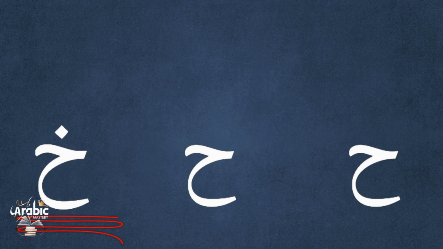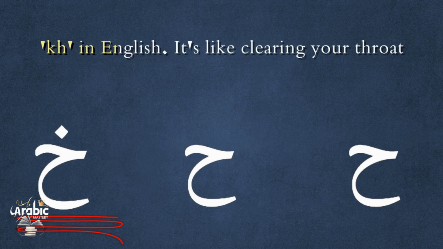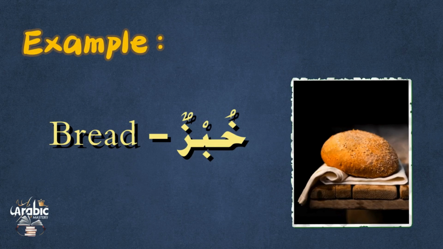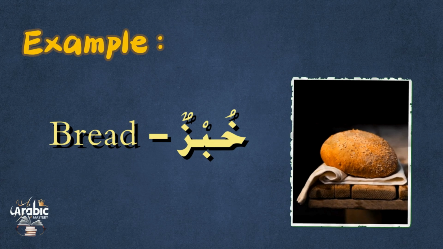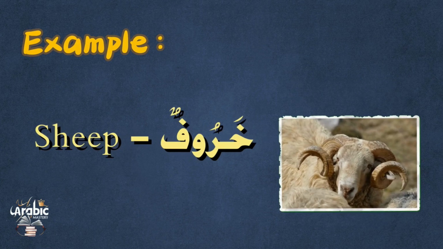The third letter in this group is Khaa. Place a single dot above it. It is like clearing your throat. Khaa. Khaa. For example, Khaa, خبز. Khaa, خروف.